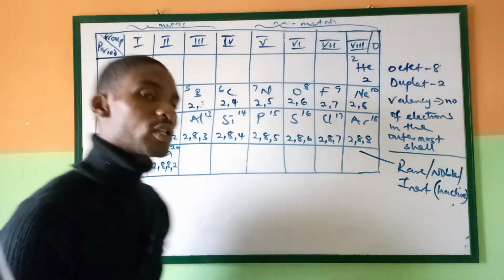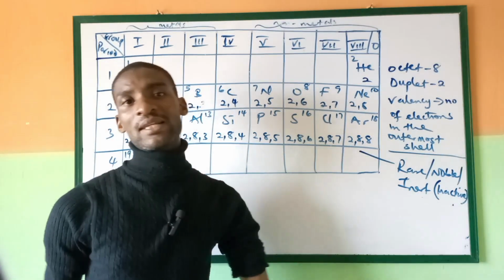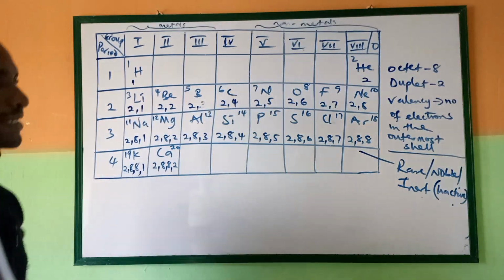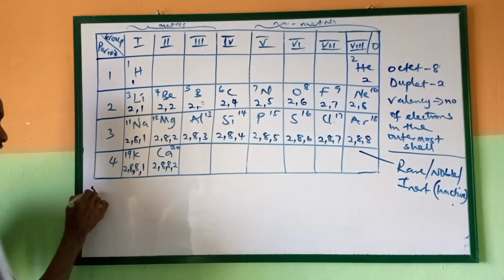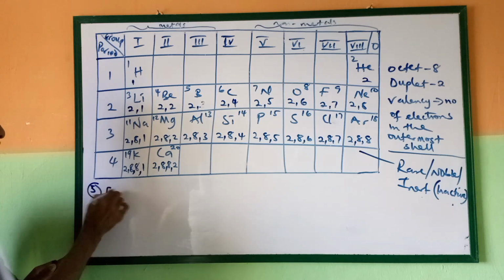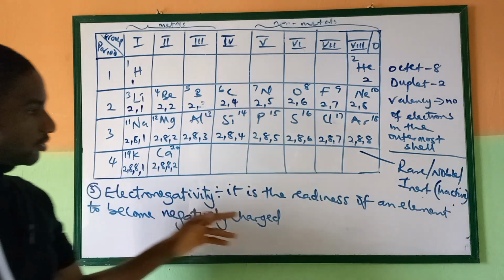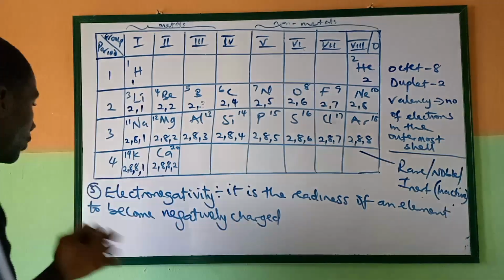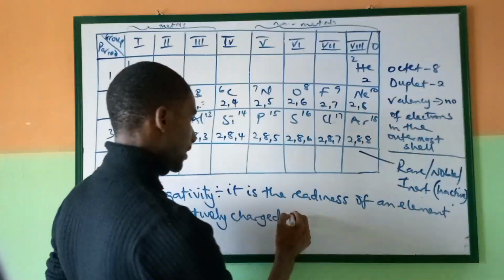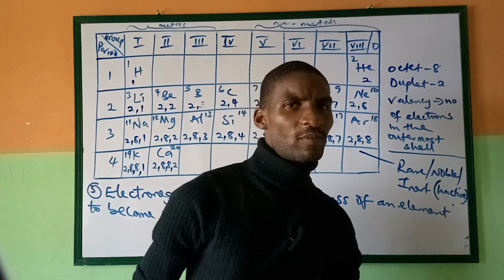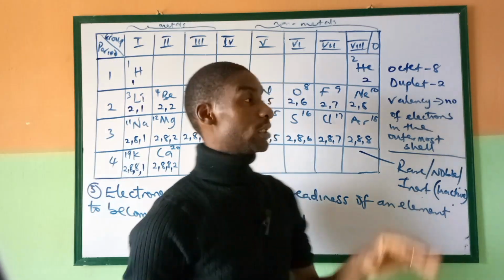Now today we continue. We look at the third of those three that I spoke about. So I'll be talking about the next property, which is number 5, which is electronegativity. Electronegativity is the readiness of an element to become negatively charged, so is it going to be by gaining electrons or by loss of electron?